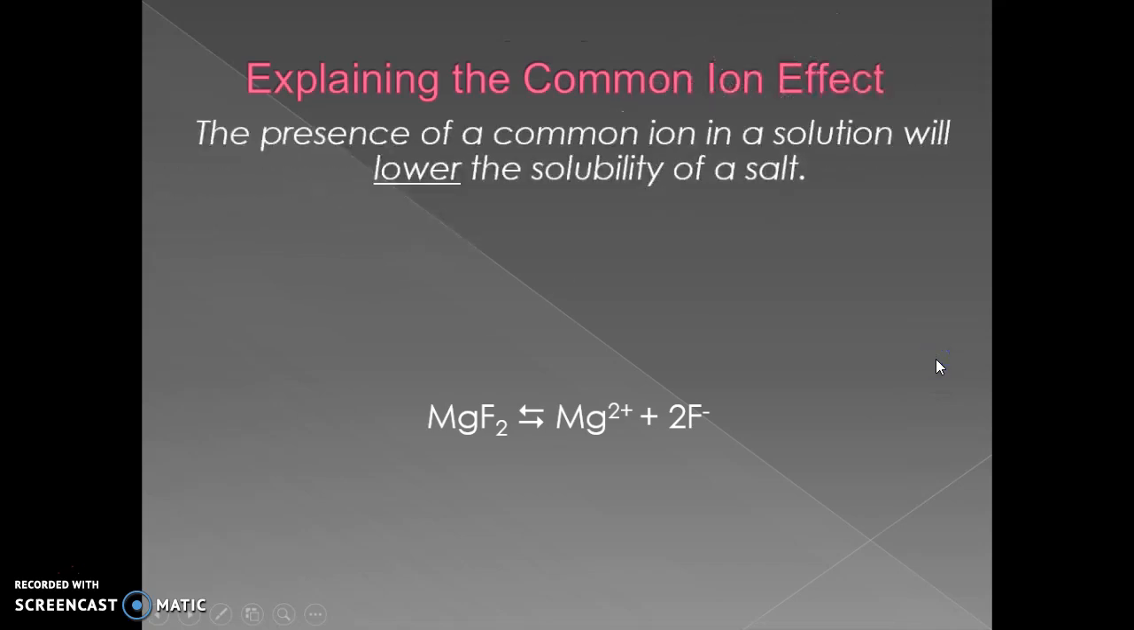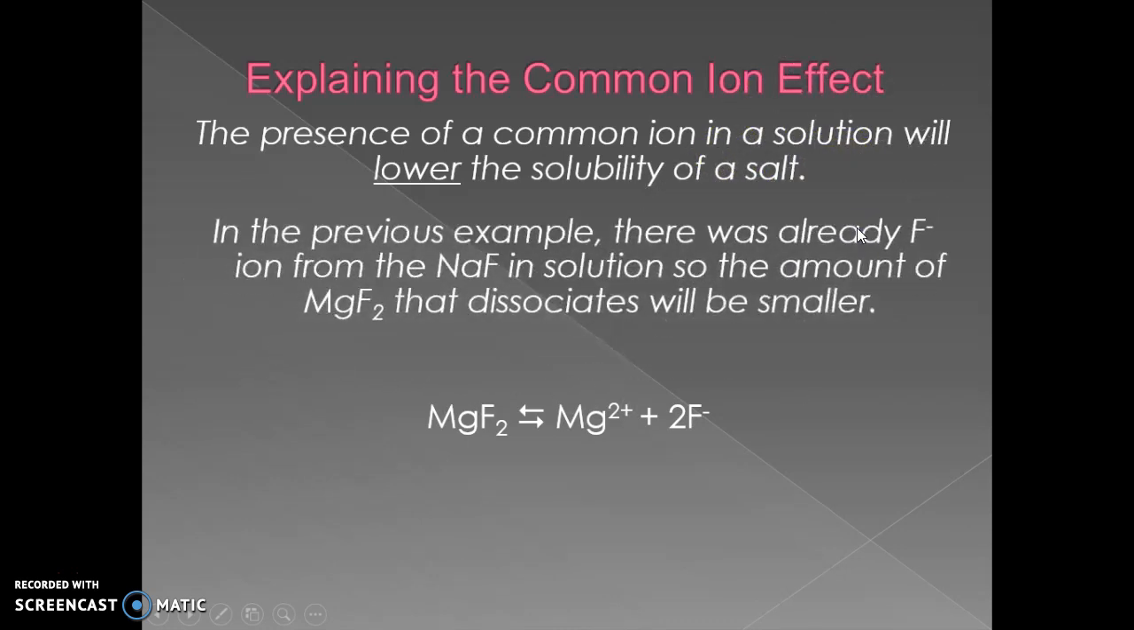And so here's the explanation for that. So we've got this equation. The presence of the common ion in a solution is going to lower the solubility of the salt. Here's our dissociation equation. But if we already have some of this around, the amount of this that's going to dissociate will be smaller. Le Chatelier's principle is going to keep this quantity from getting as big as it should because there's already some of this quantity around.